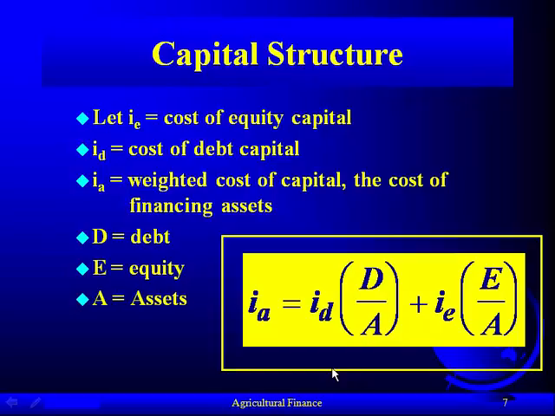Now, it's weighted cost of capital. You can see that because if we look at the cost of debt, we weight that based on the proportion of our assets that come from debt. So we divide the debt by assets to get that proportion. And we weight the cost of equity capital based on the proportion of our assets that's financed through equity. And so thus we have the weighted cost of capital.